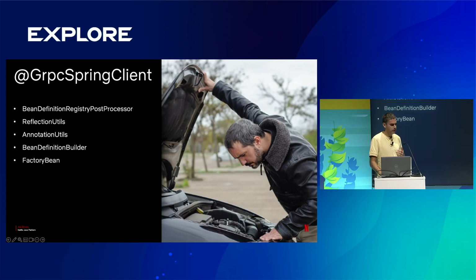We use reflection utils and annotation utils to further inspect the classes to find the gRPC Spring client annotation. We use bean definition builder to create bean definitions. And the factory bean is used, it's a special type of bean. It's used to create other beans. You might use it for several reasons, like if you want to create proxies, or if you have very complex logic for instantiating the instance.